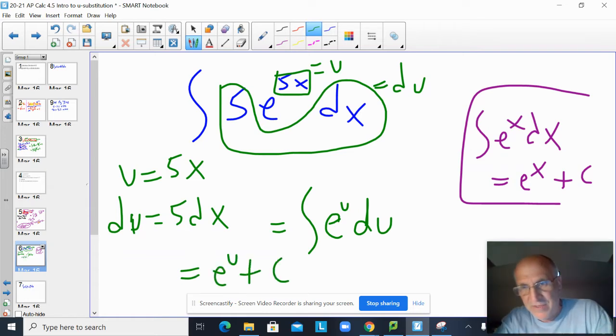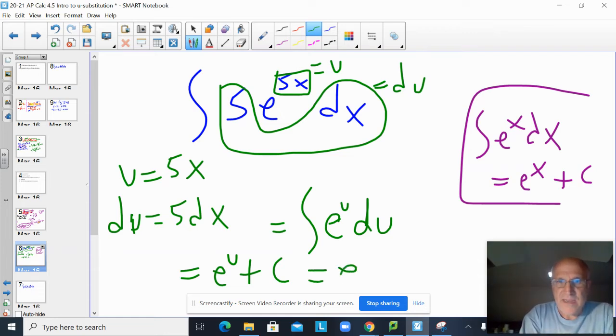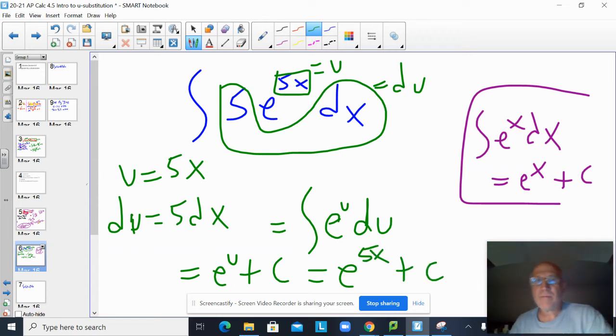But we can't stop there. We have to put it back in terms of x. So this becomes, what's that? E to the, what was u? U was 5x. E to the 5x plus c. So again, I keep saying it, we're turning integrals that we don't know how to do by making a proper u substitution. We're turning them into integrals we do know how to do.